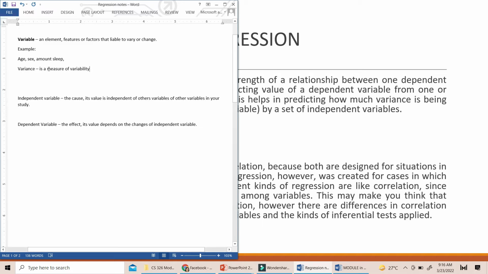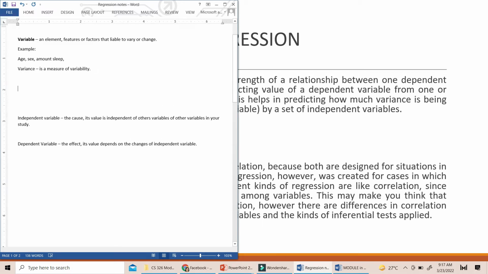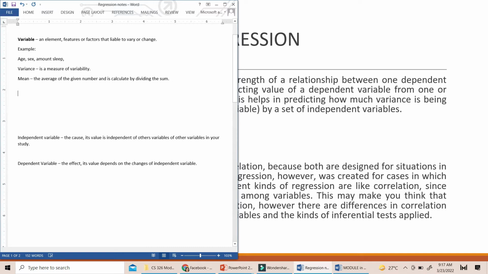So when we say variance, it involves mean. You know what's mean? Mean is actually the average of the given numbers, and is calculated by dividing the sum. So let's say for example, before getting the variance, you have to get the mean of whatever given numbers there are.